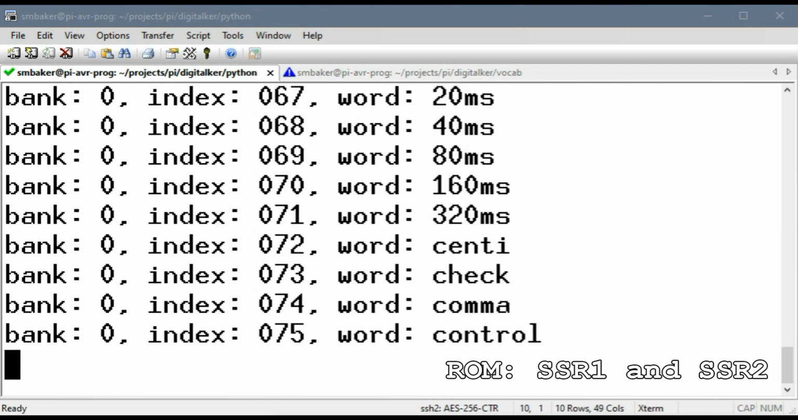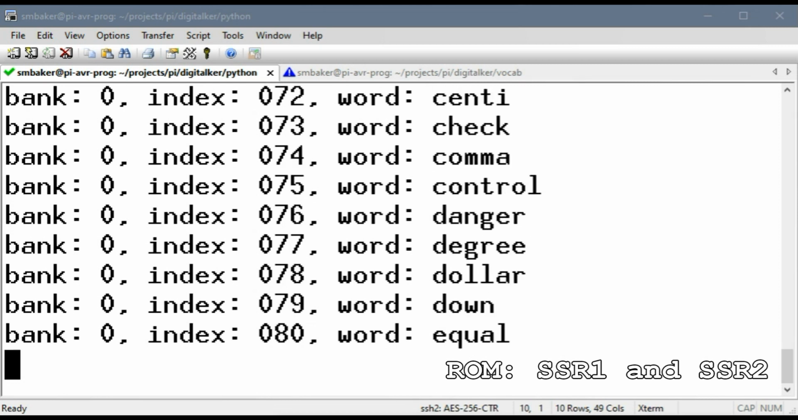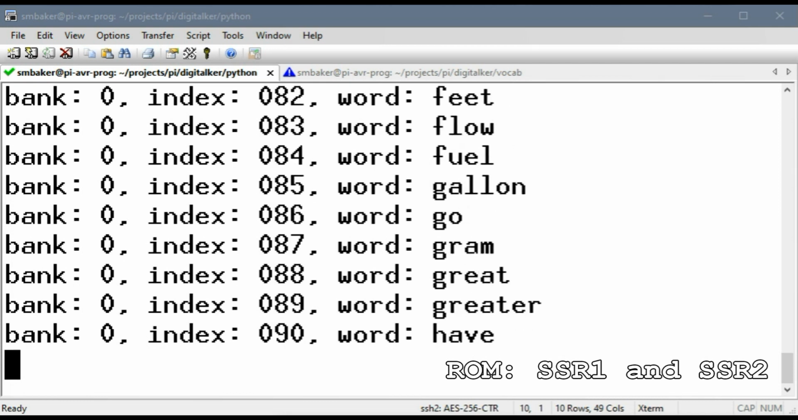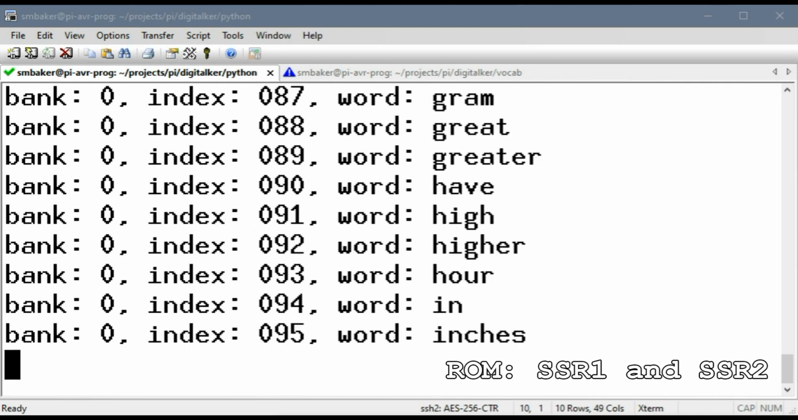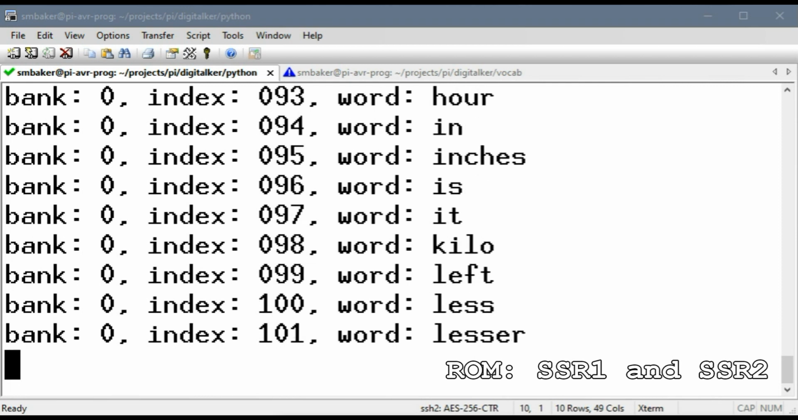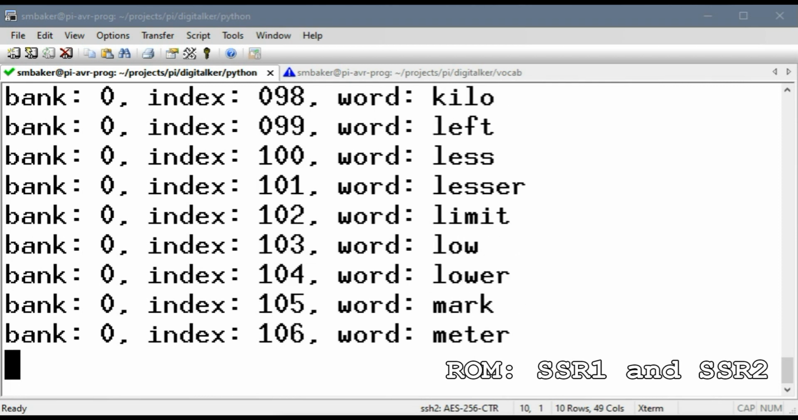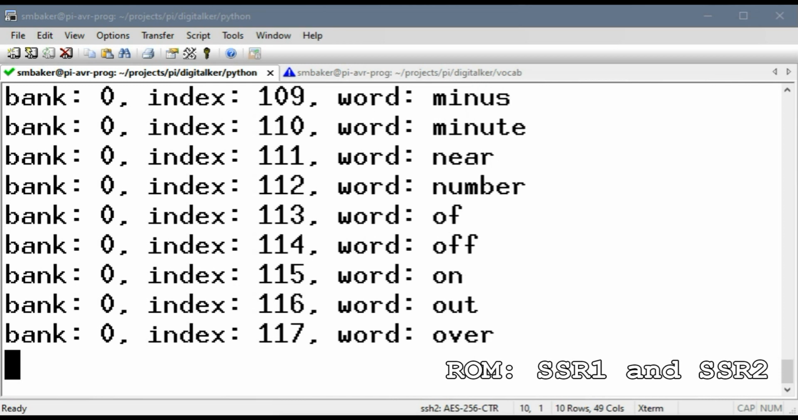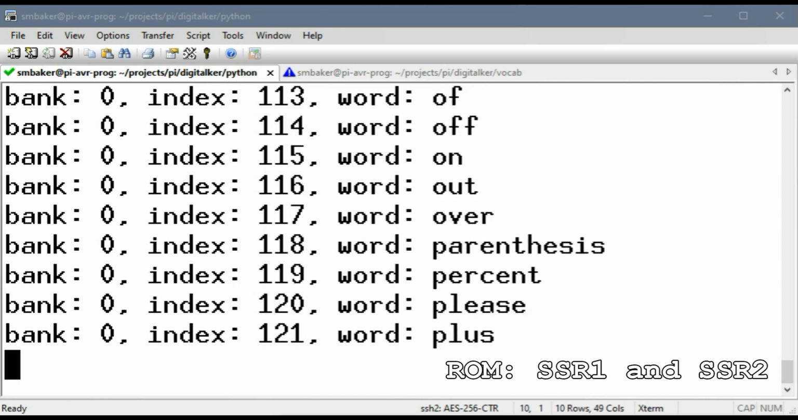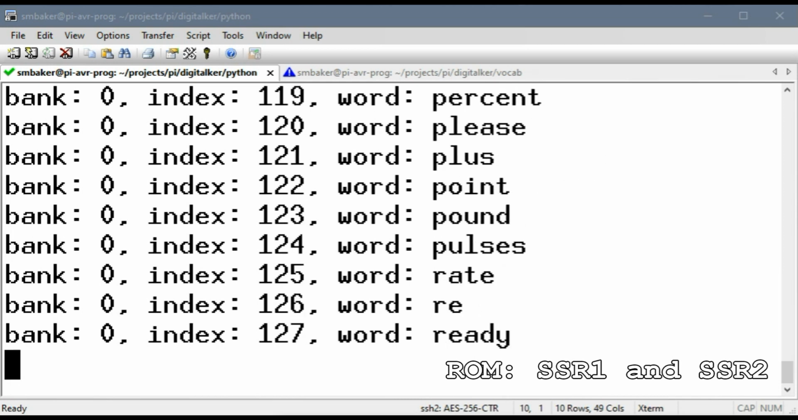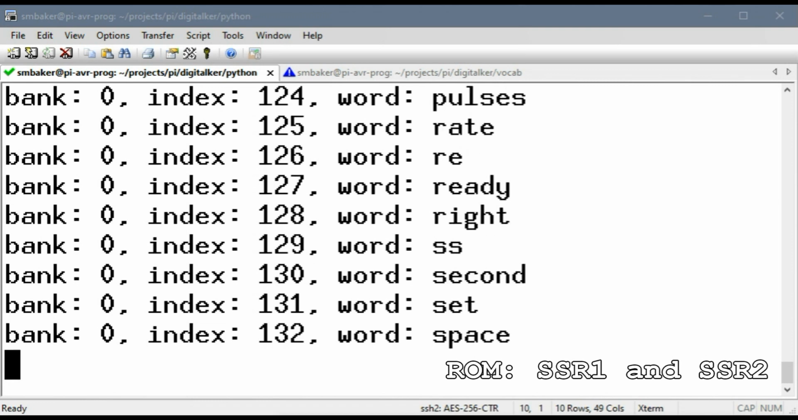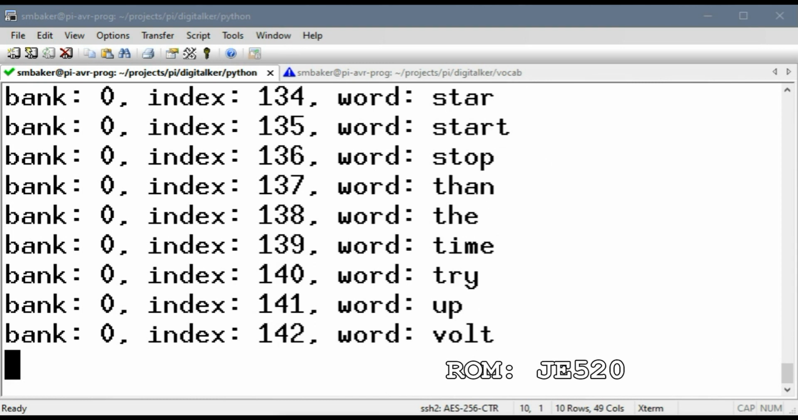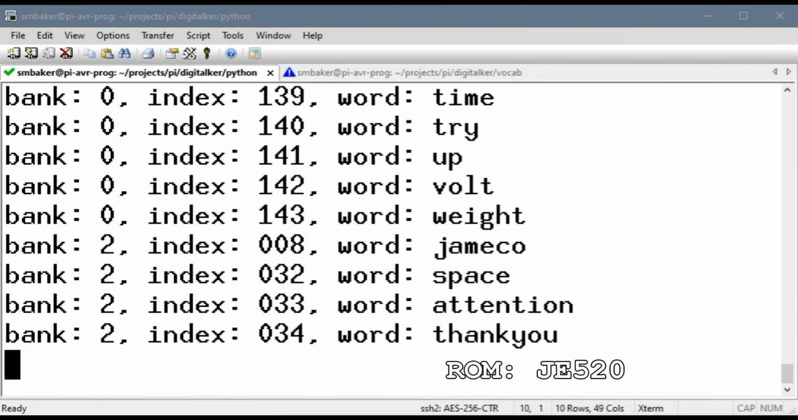Send, check, comma, control, danger, degree, dollar, down, equal, error, feet, flow, fuel, gallon, go, gram, rate, greater, have, high, higher, hour, in, inches, is, it, kilo, left, less, lesser, limit, low, lower, mark, meter, mile, milli, minus, minute, near, number, of, off, on, out, over, parenthesis, percent, please, plus, point, pound, pulses, rate, ready, right, second, set, space, speed, start, stop, then, time, try, up, volt, wait, Jameco, space, attention, thank you, number, dollar.